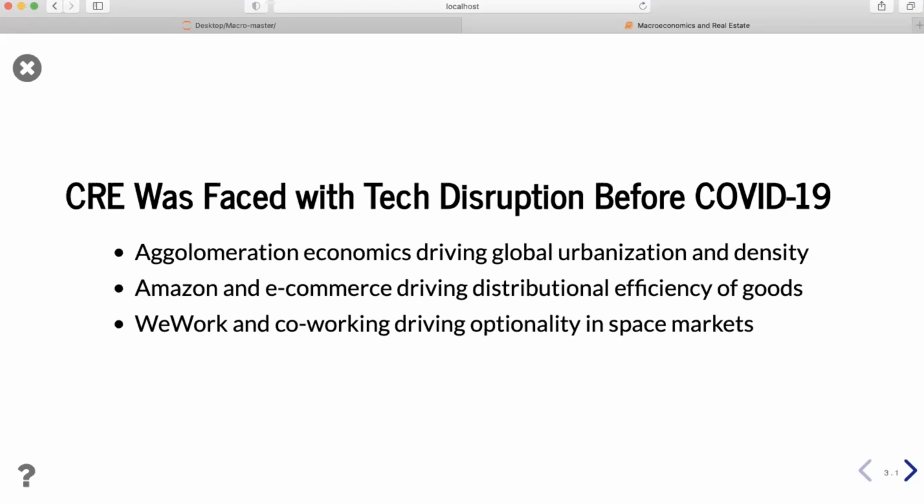And then finally, co-working and WeWork. I make this argument in class all the time. WeWork's failure was not the business model. Co-working makes a great deal of sense. And in fact, having distributed spaces we can see has value. That's called optionality in space markets. And there are benefits to both tenants and landlords for that optionality.